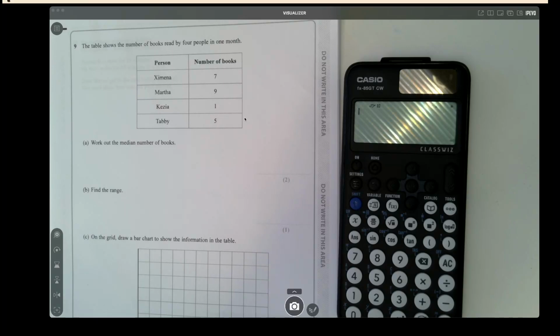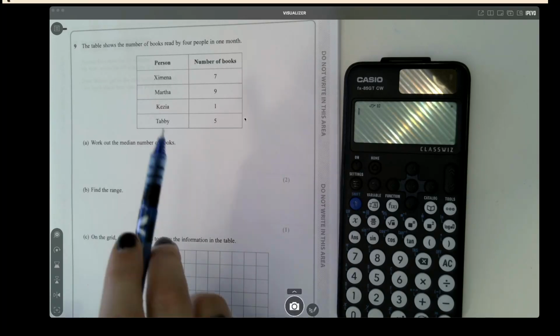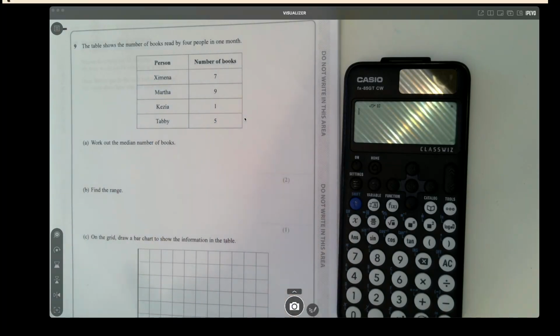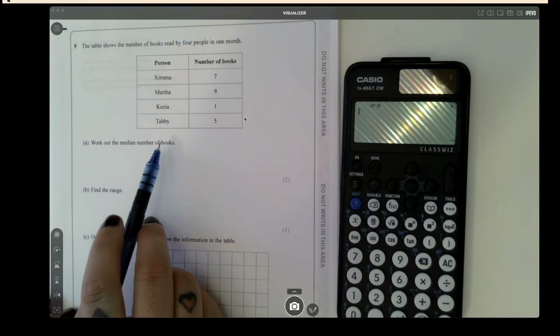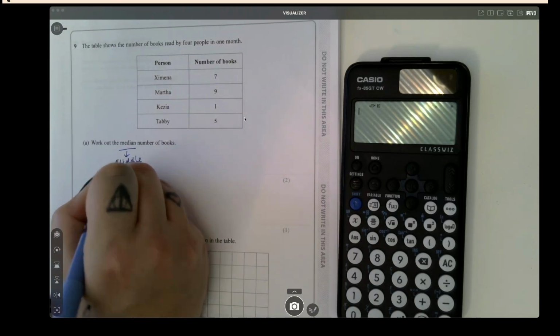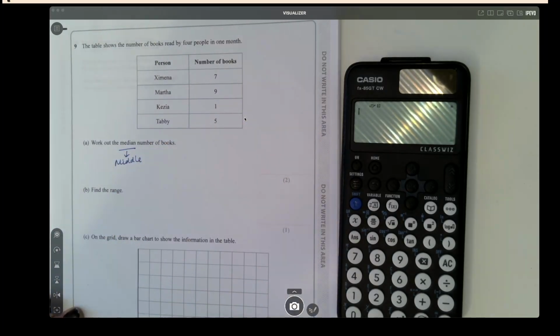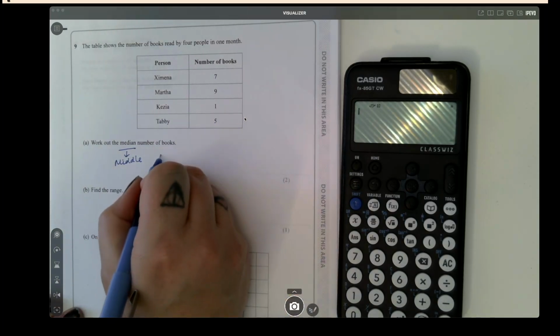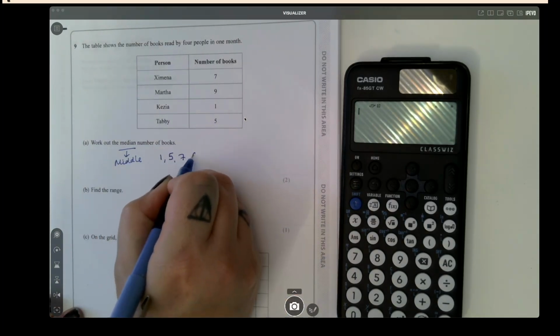Question 9. The table shows the number of books read by 4 people in 1 month. So we've got our 4 people and the number of books they read. Work out the median number of books read. So the median is the middle. So I'm going to write the numbers in order from smallest to biggest and then find the middle number. So 1, 5, 7 and 9.